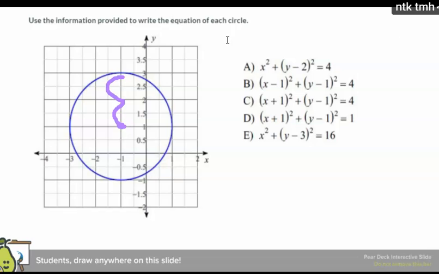So let's see if I can put some helpful hints on here. My center, so my (h, k), is (-1, 1). My radius is 2 units long. So I need to square my radius and put it after the equal sign. And then I need to plug my center in.